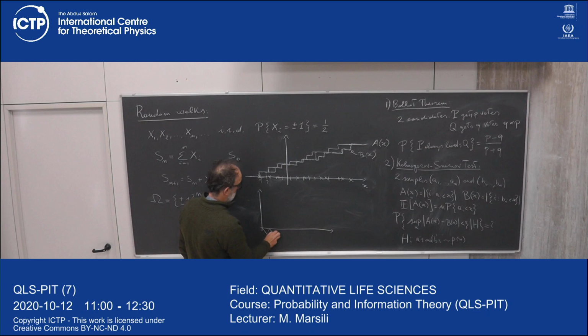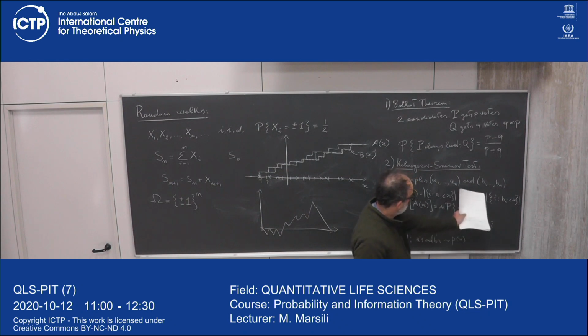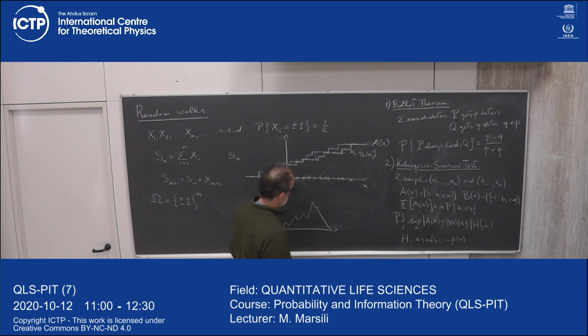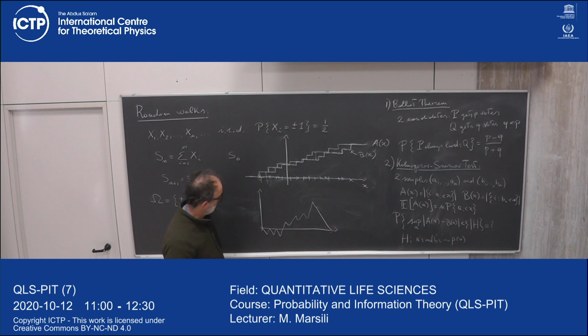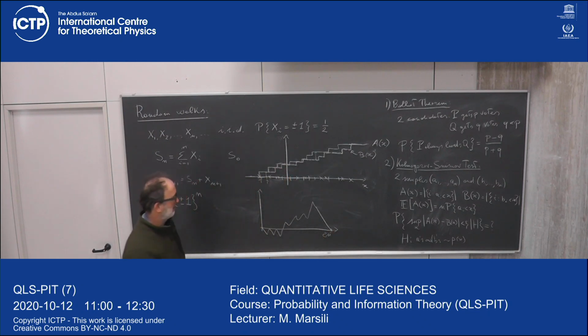Then you see that this is a random walk. This random walk should have the property that, because the number of points in A is equal to the number of points in B, the number of steps up is equal to the number of steps down. So after 2n steps, you should be again back to 0.